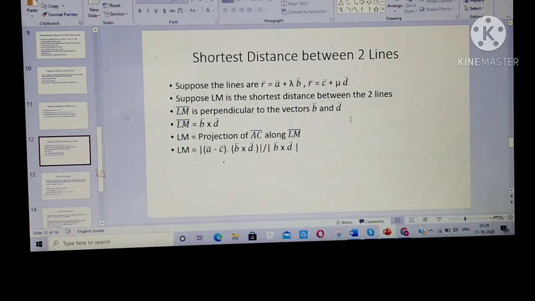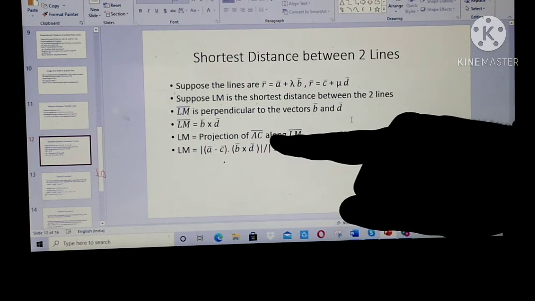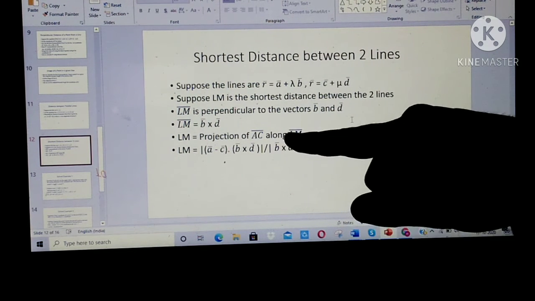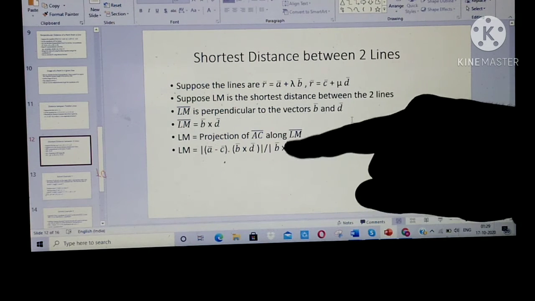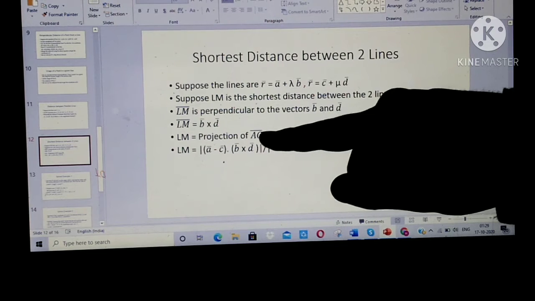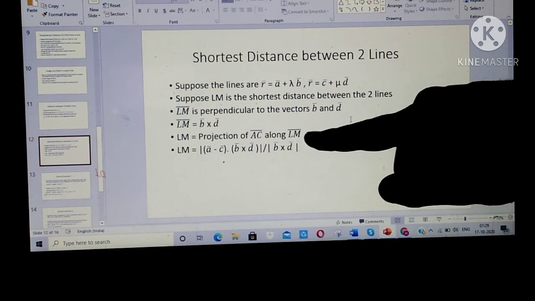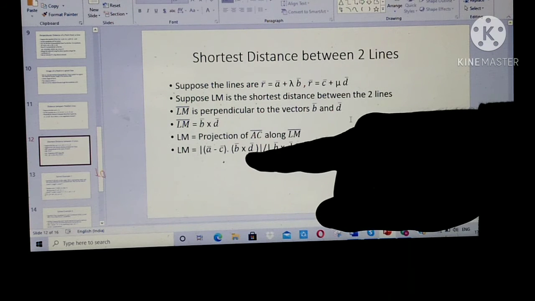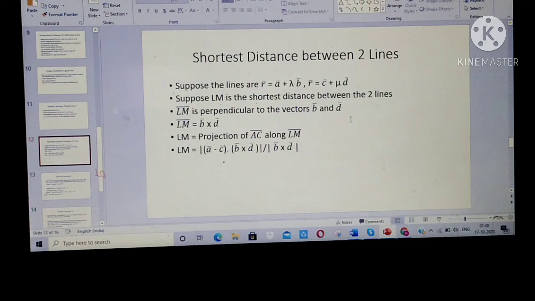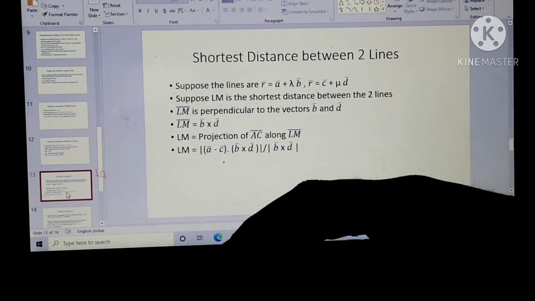So I take LM vector as b cross d, and then shortest distance will be given by projection of AC along LM, that is a minus c dot b cross d divided by magnitude of b cross d. Whenever we have to take projection of AC along LM, we will take the dot product of AC with LM vector and then divide by the magnitude of LM vector. So that is what I have done. AC vector is a minus c, so I have taken dot product with b cross d and then divided by the magnitude of b cross d. So this formula gives us the shortest distance, right?